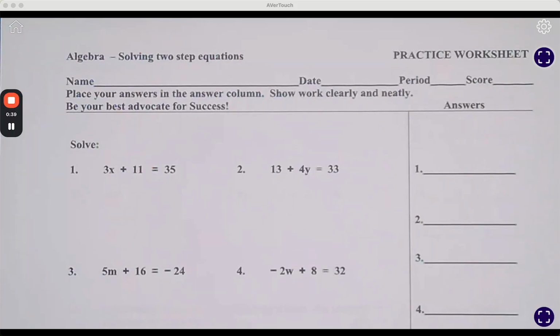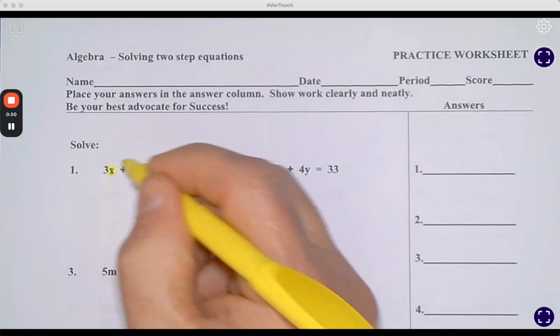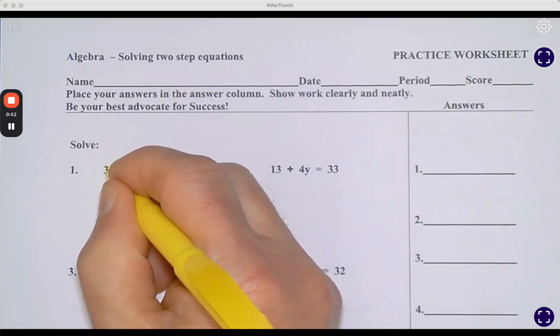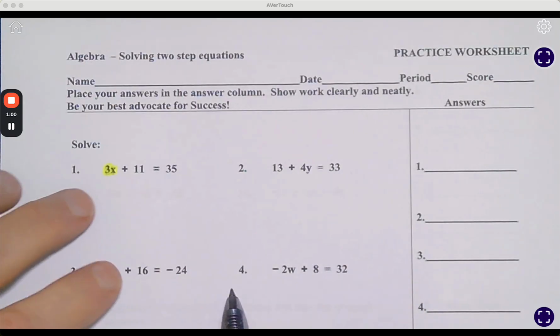Okay, here we go. We're going to now solve two-step equations. Always identify your variable, right? Because your goal is to get the variable by itself and undo everything that's being done to it. So the first thing I notice is that that's my variable term. So I want to undo all of the things away from my variable term.